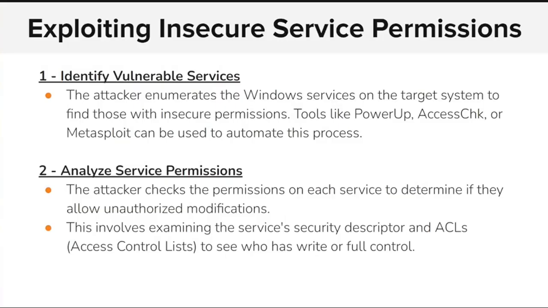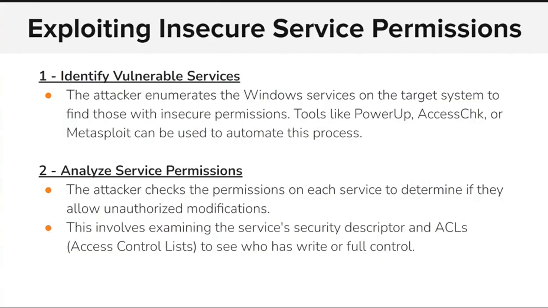Step one is identifying vulnerable services. The attacker enumerates the Windows services on the target system to find those with insecure permissions. Tools like PowerUp, AccessChk, or Metasploit can be used to automate this process. We'll be utilizing PowerUp in this lab demonstration.